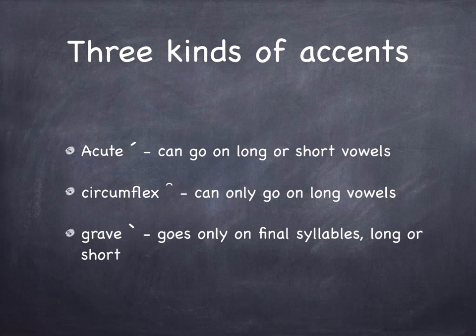Now there are three kinds of accents. Acute, and this can go on a long or a short vowel. Circumflex, which can only go on long vowels. And grave, which can go on long or short vowels, but only on the final syllable.